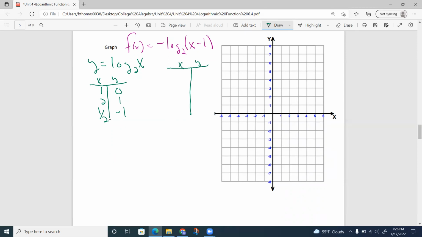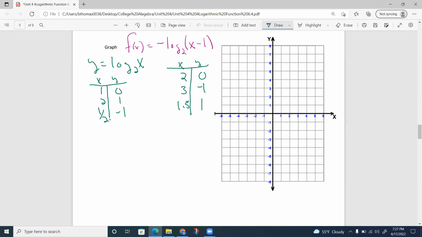So we have to observe the x minus 1 and the negative on the outside. So the negative on the outside is going to change the rows of my y values. They're all going to get reflected. So 0 doesn't change, but the 1 turns into a -1, and the -1 turns into a +1. On the inside, the -1, remember, the inside is always backwards. So if that's a -1, that means I have to add 1 to all of my x values. So 1 plus 1 becomes then this 2. 2 plus 1 becomes 3. And 1/2 plus 1 would be 1.5.